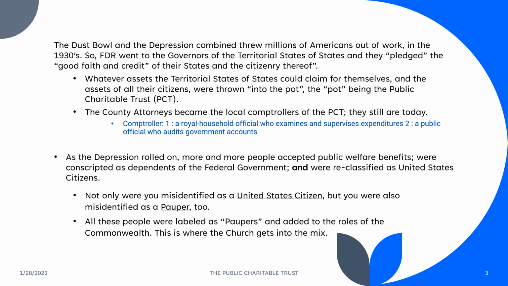The Dust Bowl and the Depression combined threw millions of Americans out of work in the 30s. So FDR went to the governor of the territorial states of state, and they pledged the good faith and credit of their state and the citizenry thereof. And whatever assets the territorial states of states could claim for themselves and the assets of all their citizens were thrown into the pot being the Public Charitable Trust, PCT.